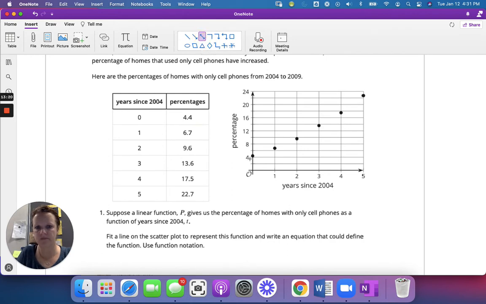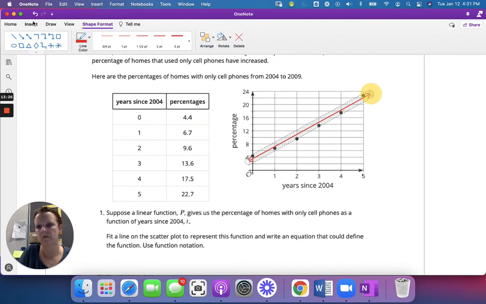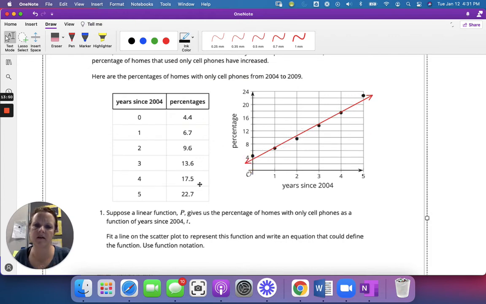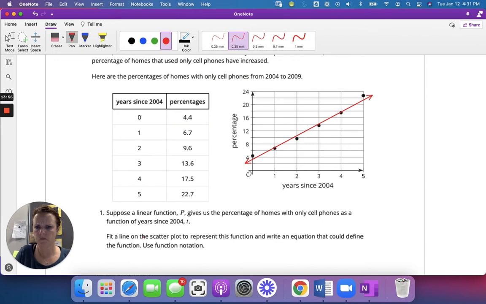I'm going to insert a line using this cool function so I can mess with it. So generally we want the same amount, like some dots above the line and some dots below the line. That looks fine. I know the first point and the last point are pretty far away from the line, but it's okay. So you guys would do this with a straight edge and a pencil. Fit a line, got it. Write an equation. So there's two things that we need to write an equation. One of them is the y-intercept.